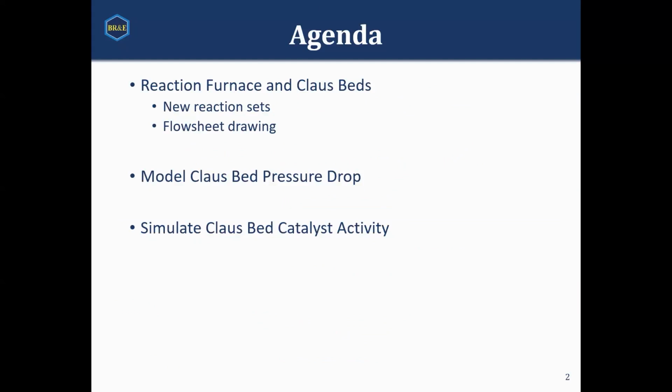We're going to look at the reaction furnace and Claus beds. We're going to talk about the new things that are happening there, the new reaction sets available for you, as well as some new flowsheet drawing that we may need to do, depending on what you are modeling. We're also going to talk about modeling Claus bed pressure drop. No longer are we limited; we can now use some bed information to calculate expected pressure drops along a bed. The pressure drop specification is still there for you, but this is a new feature for us.